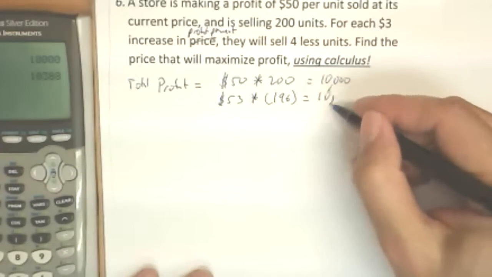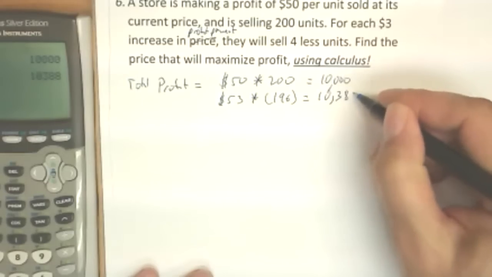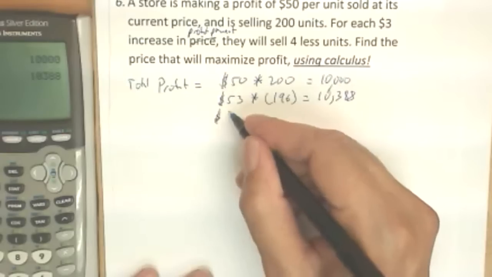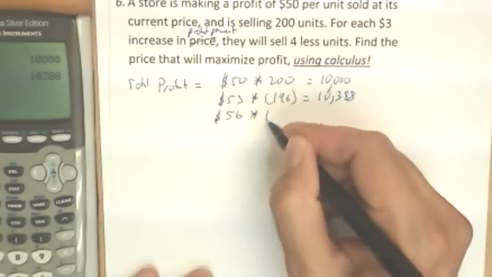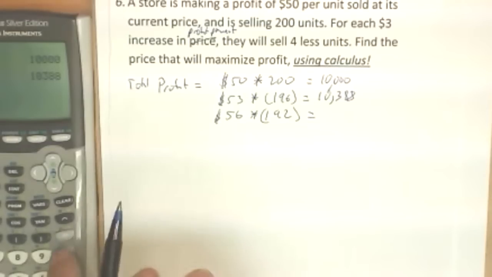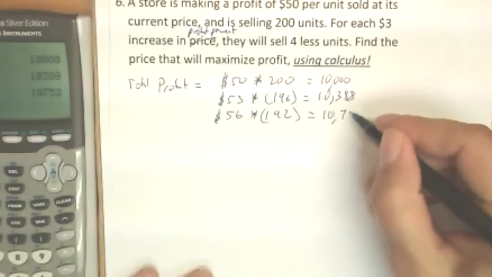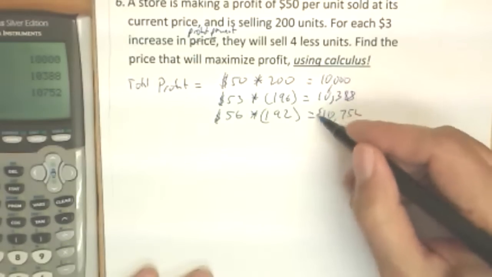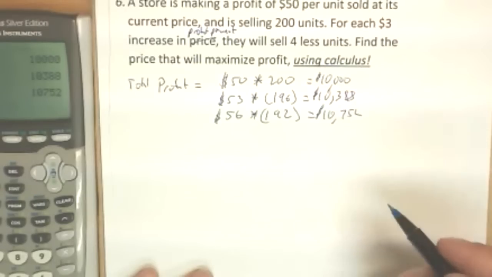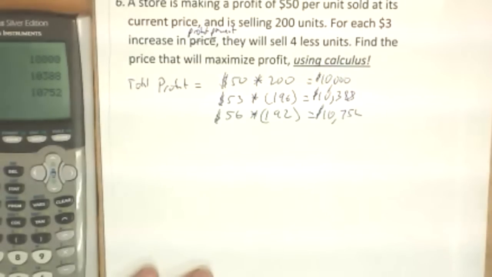Seems like that increase was a good idea. Our total profit has gone up 388 bucks. What if I do one more? Well, you'd have $56 and 192 for our units. We could check one more. And we have 10,750. So we should just keep increasing profit forever, because look at this, we're making more money every time we increase. Well, clearly eventually this is going to go to 0 and we'll make nothing. So there must be a maximum out there somewhere.